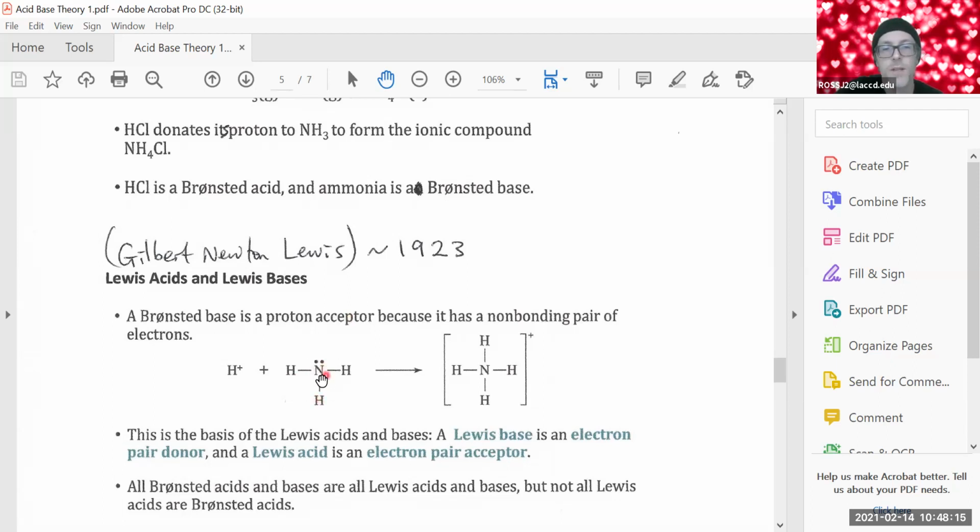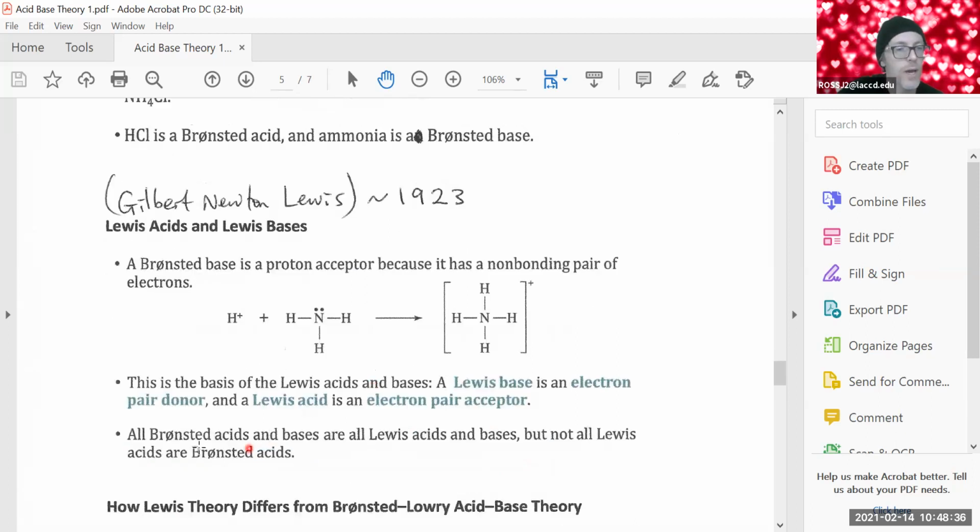So ammonia in this example has an electron pair, and it donates it to H+. H+ in this example has space for an electron pair, so it will accept it. So here the H+ is acting like a Lewis acid, and the ammonia is acting like a Lewis base. So it stands to reason that Bronsted-Lowry acids and bases also fulfill the Lewis definition, but not the return favor. Not all Lewis acids and bases fulfill the Bronsted-Lowry definition.